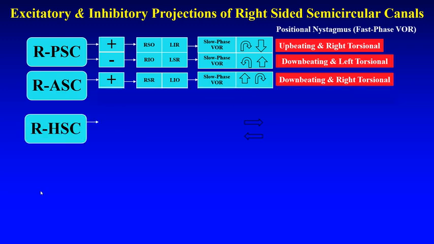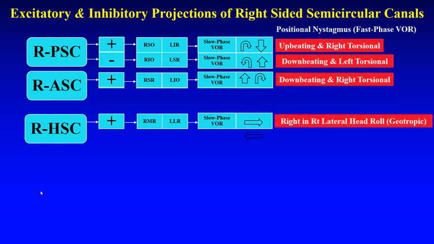The excitatory projections of the right horizontal semicircular canal are to the right medial rectus and left lateral rectus, which generate a slow phase VOR during the right head yaw, away from the right eye. That is, an apogeotropic slow phase VOR is there, and therefore the nystagmus during the right lateral head roll in such cases would be geotropic, that is right beating in the right lateral head roll.